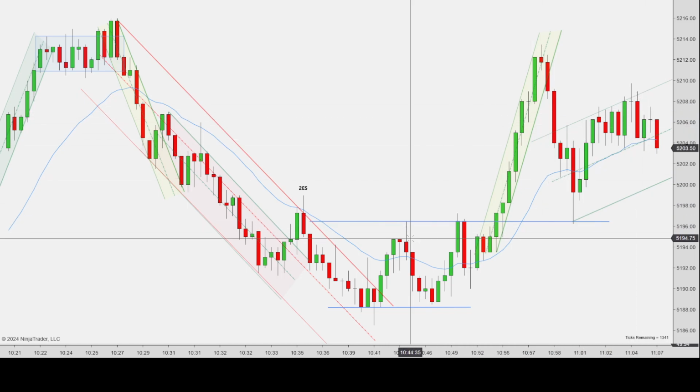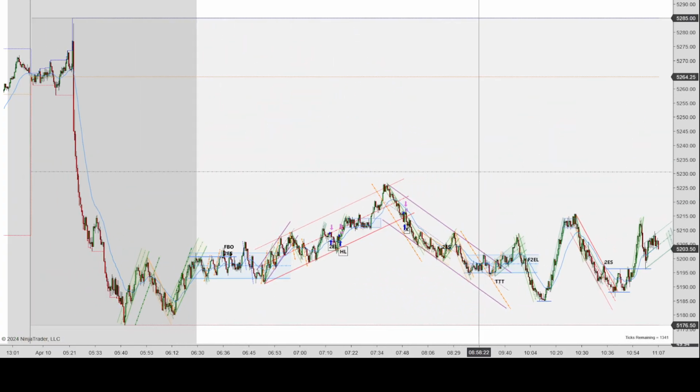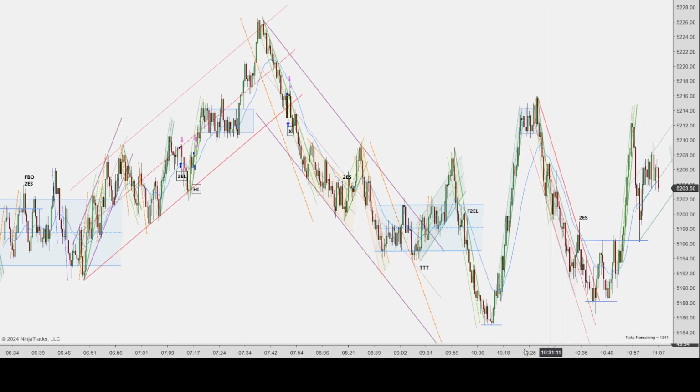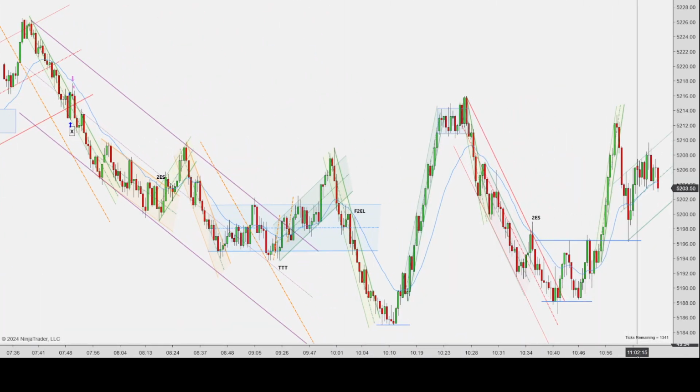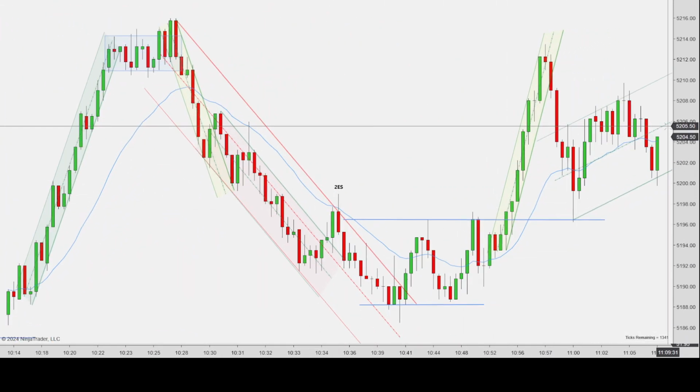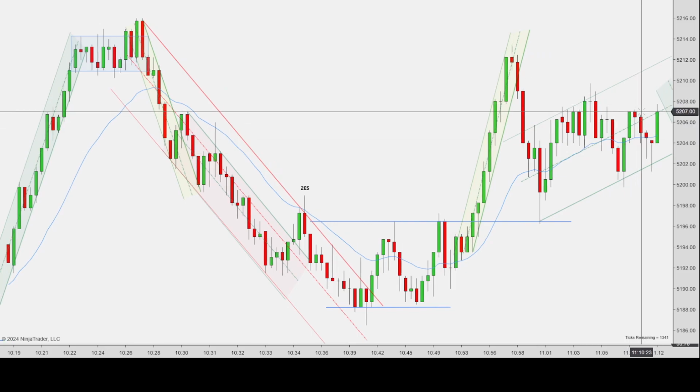Again, you have these dojis, so it's just a very kind of indecisive day. You could just look back at the price action. It's just been going everywhere, up and down, up and down, up and down. And even when it does that, it doesn't even create clean trading ranges to feel comfortable with. So it breaks down, breaks through, kind of chops around.